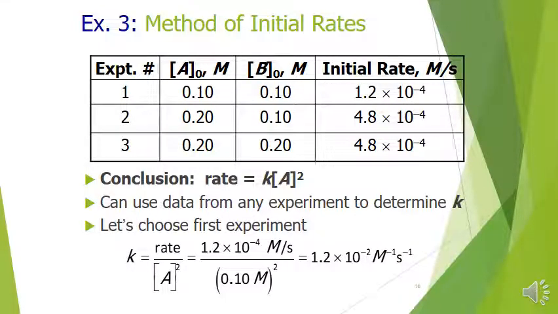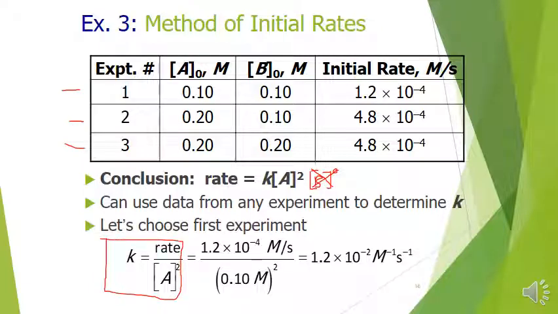So what we have is the rate equals k[A] squared. We don't have to put the B in there because B is going to be B to the 0, which is 1, so we can leave that off. And then we can use any one of the experiments to figure out k. So rewrite the equation like this.